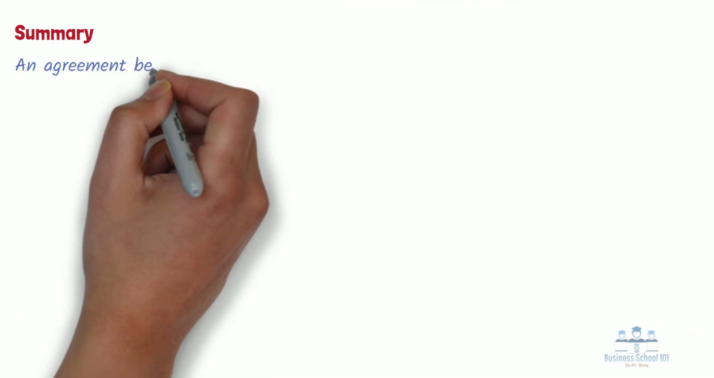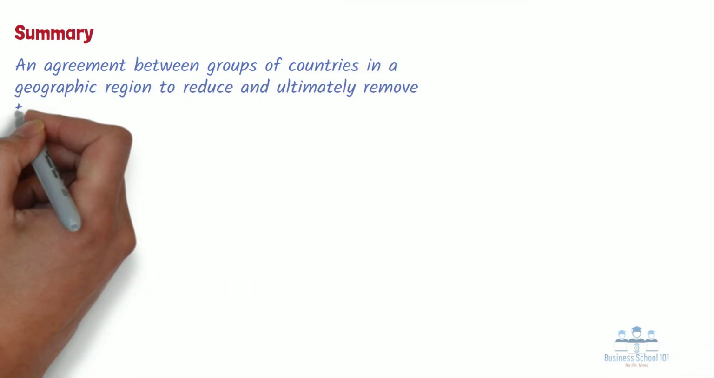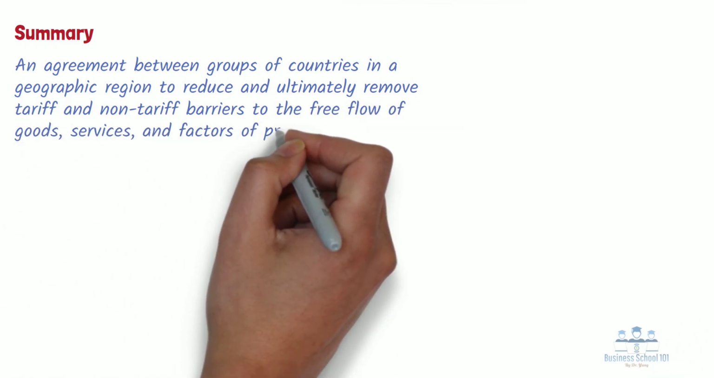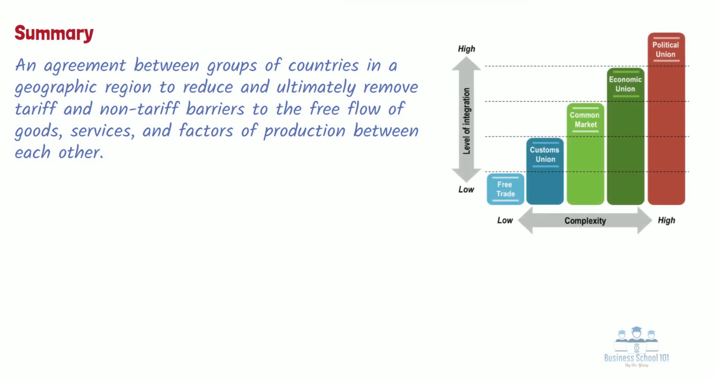Now, let's do a quick review of today's topic. Regional economic integration is an agreement between groups of countries in a geographic region to reduce and ultimately remove tariff and non-tariff barriers to the free flow of goods, services, and factors of production between each other. There are 5 levels of economic integration that are possible in theory. From least integrated to most integrated, they are a free trade area, a customs union, a common market, an economic union, and finally a full political union.